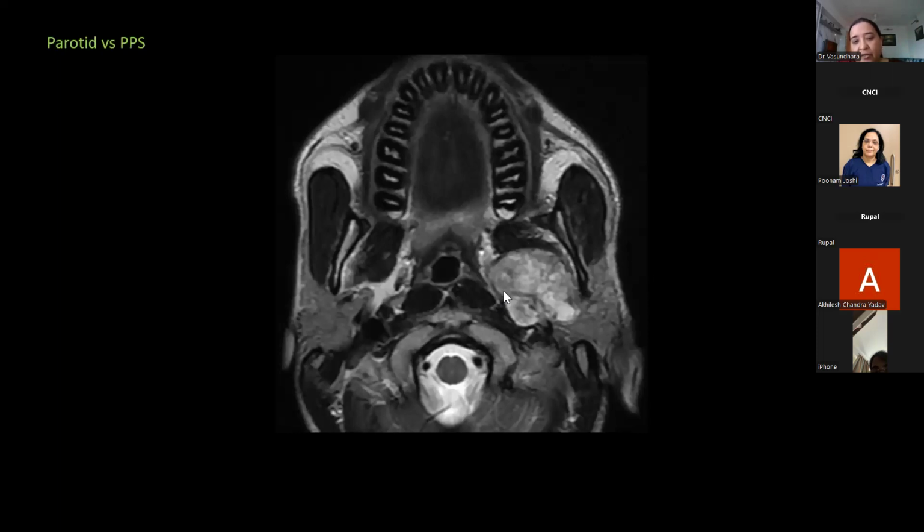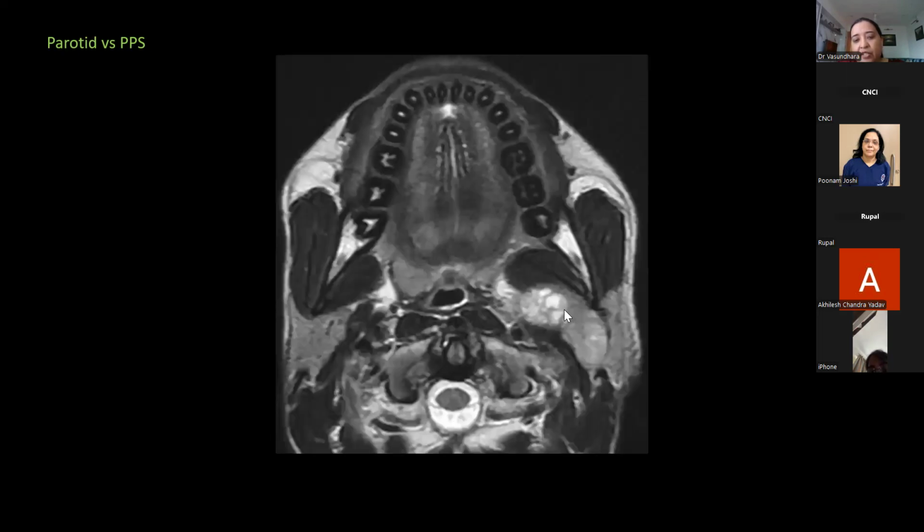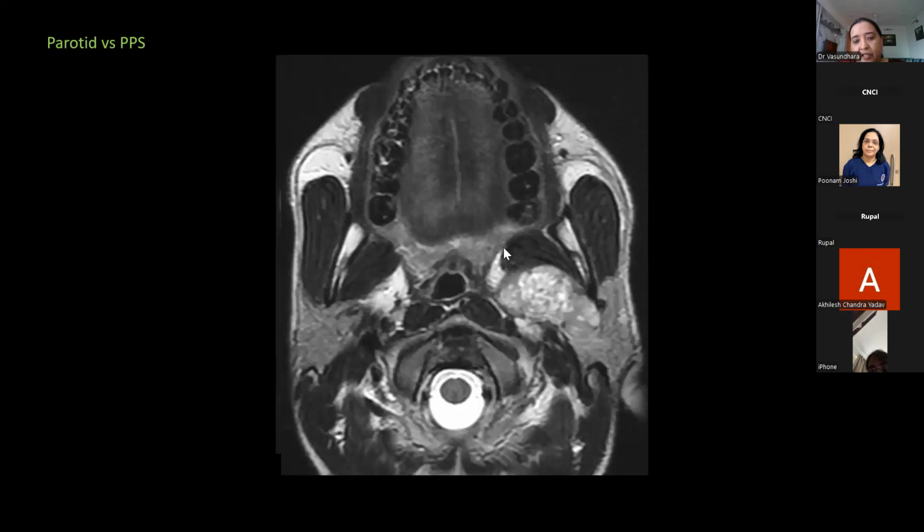Here the question comes whether it is a parapharyngeal space or a parotid space lesion. Usually it is difficult to tell at all times, but in this case, this fat was preserved. Had it been a tumor arising from here, it would have engulfed this fat and then extended over here. So this was a parapharyngeal space lesion. The fat is very well preserved and pushed. This tumor is just over here. This was a tumor from the deep lobe of the parotid.